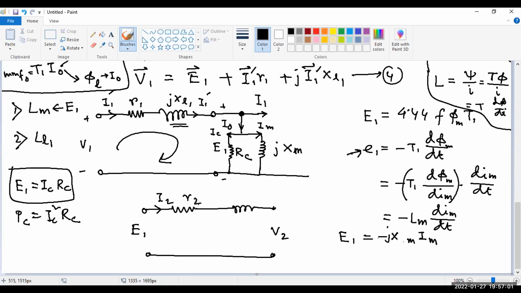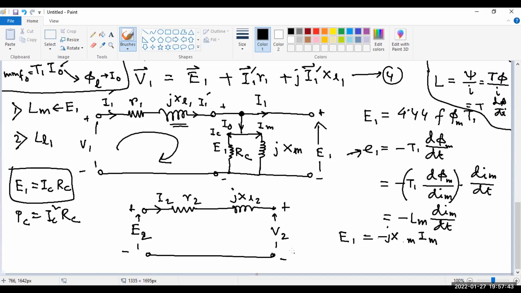So that will be the change. In the primary, the input side was V1 and the output side was E1. Here the input side will be E2 and the output side will be V2. So that will be the only change. And the current will be I2. So this is your E1, this is your V1, this is your E2 and this is your V2.